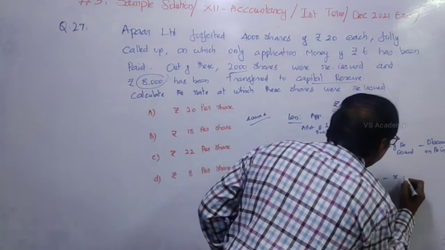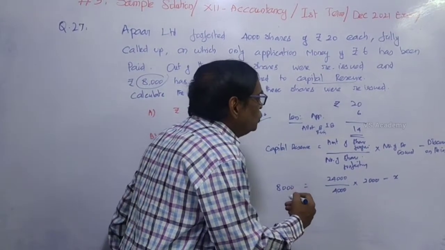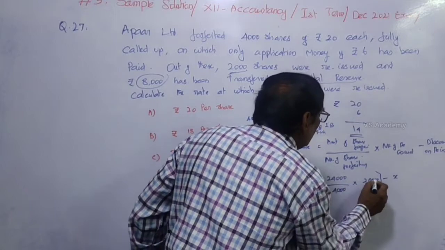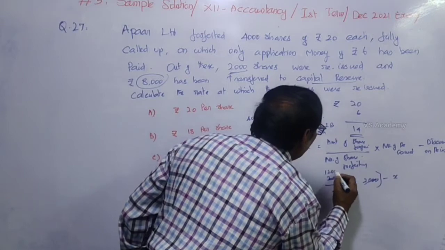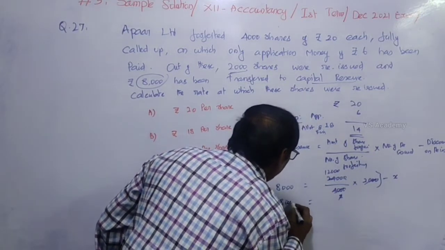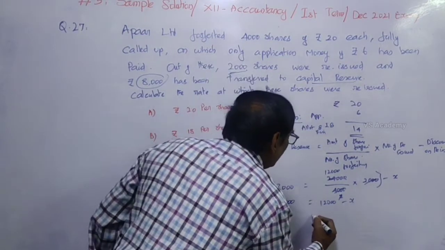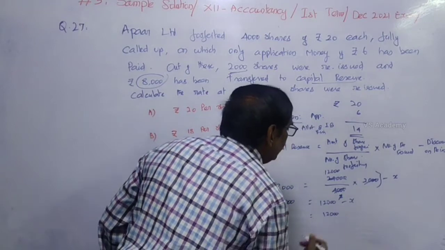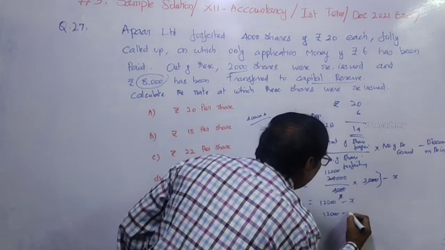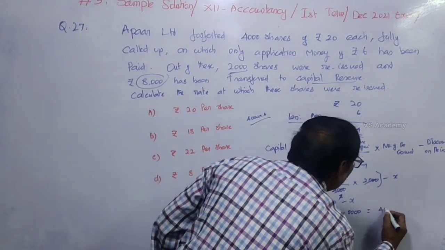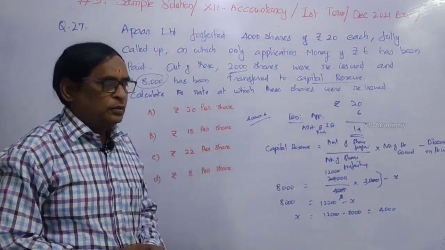So you can let it be X. So what is the value of X? For example, 24,000 divided by 4,000, into 2,000, is 12,000 rupees. So 8,000 equals 12,000 minus X. If X comes to the right-hand side it becomes positive, and 8,000 going to that side will be minus 8,000. So 4,000 rupees is X, the discount.